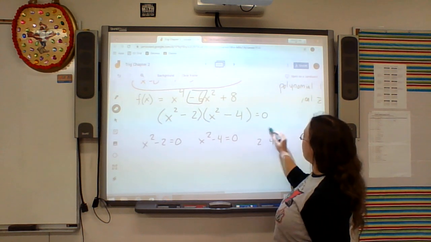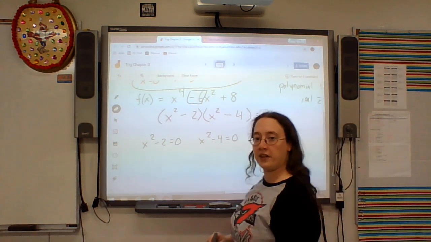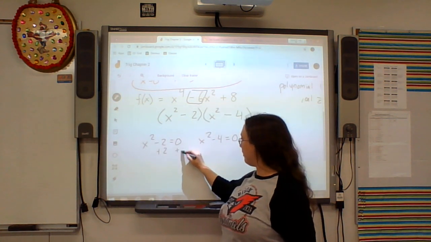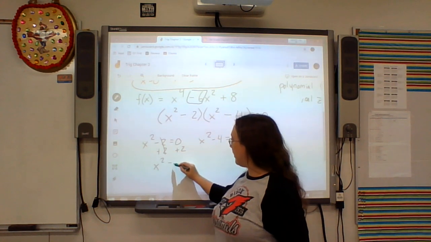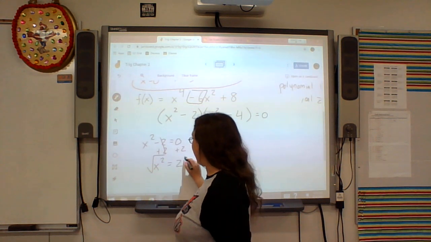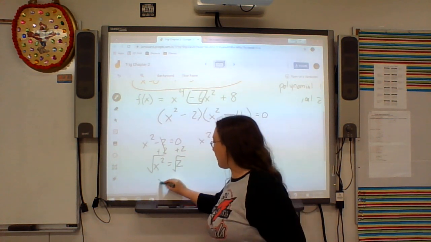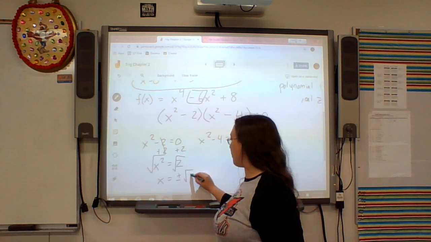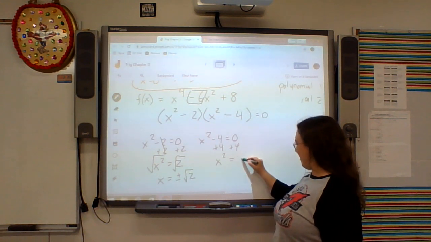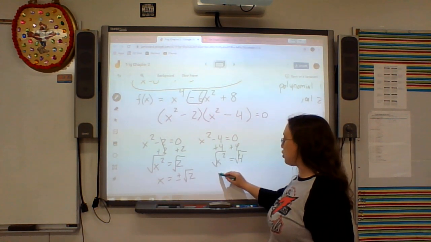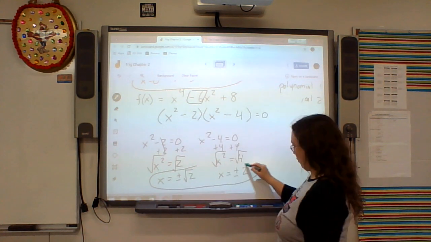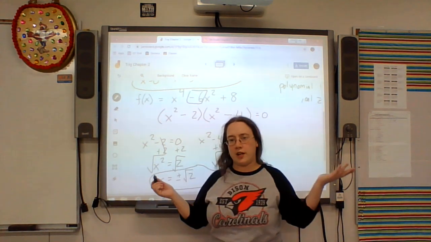And remember, this was a 4th degree polynomial, so at most we're looking for 4 real zeros, which is nice because once we add a 2 and square root this, anytime we have a square root, we're going to get a positive and a negative of that square root. So over here, we're going to have a positive and negative square root 2. Over here, that's a 4, we're going to have a positive and negative 2. So there are our 4 real zeros. This time we had 4. Might not always end up with 4.